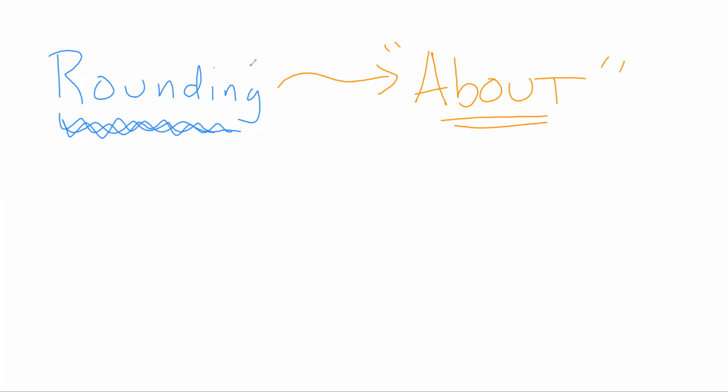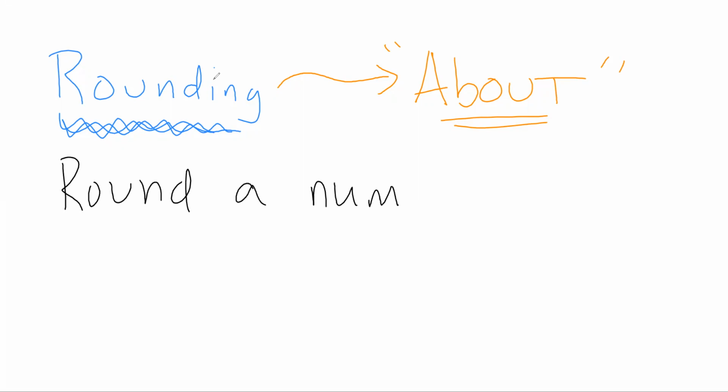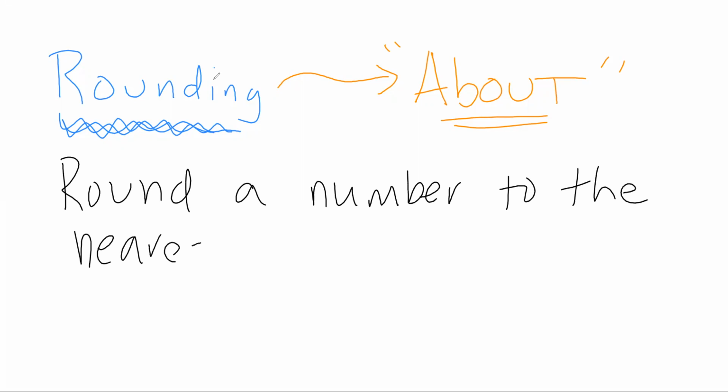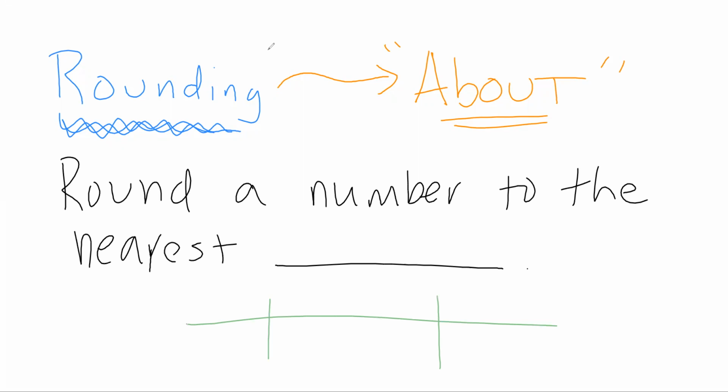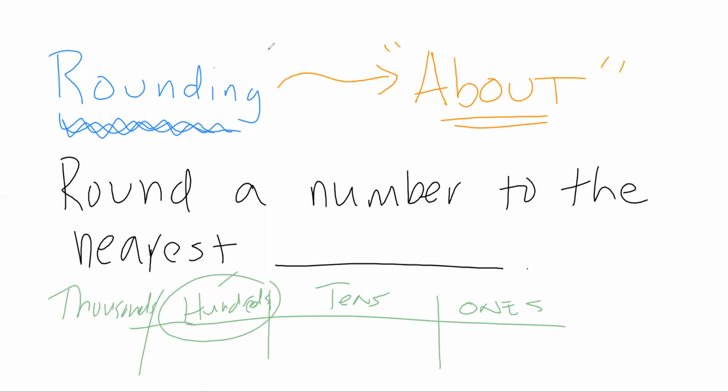So you often hear the directions like "round a number to the nearest," and then it would have a place value here. As we know about place values, there's the ones place, the tens place, the hundreds place, and more, the thousands place and so on. But for now, so I don't sit here and list them all, we just list them in here. So typically it's one of these names that's in here.